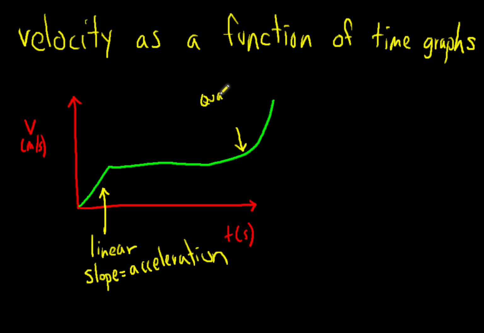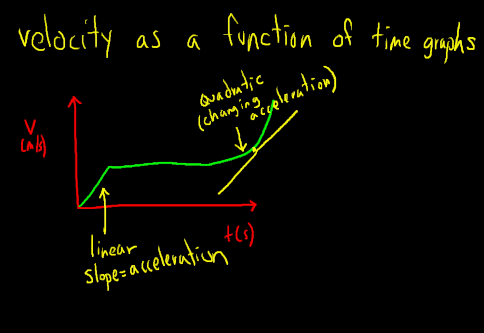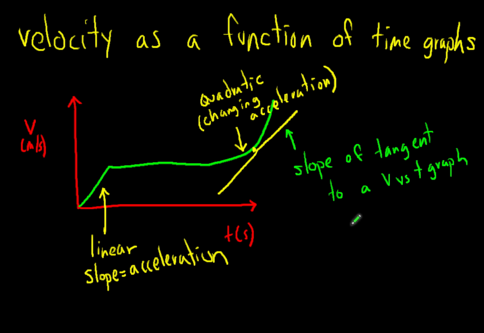The curved graph, or the quadratic shaped graph, tells us that we have changing acceleration. But we can still find the acceleration at a particular point by finding the slope of the tangent line. We would call this the instantaneous acceleration. The slope of the tangent line to a v versus t graph is the instantaneous acceleration.